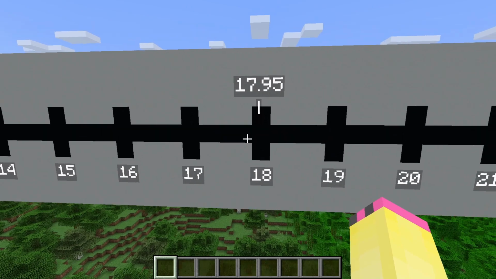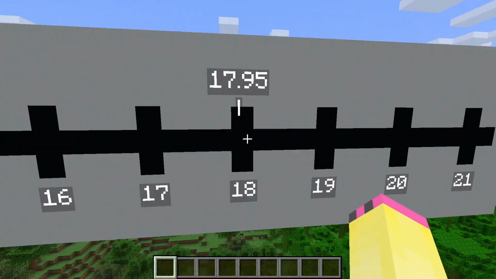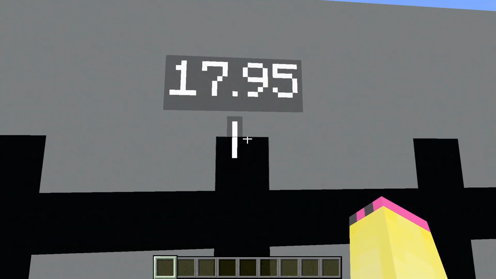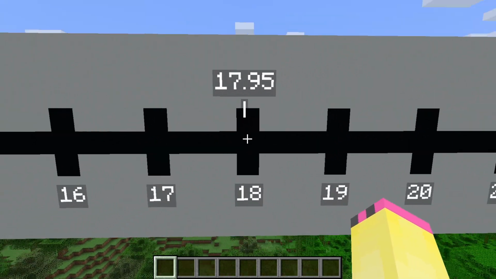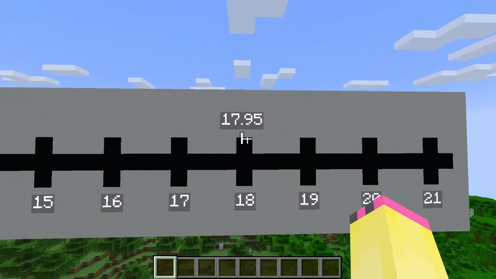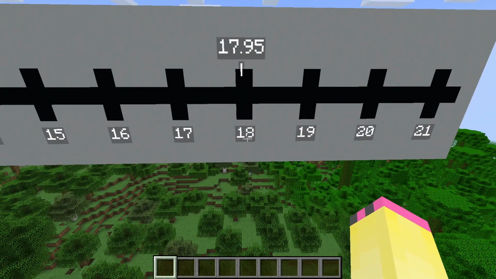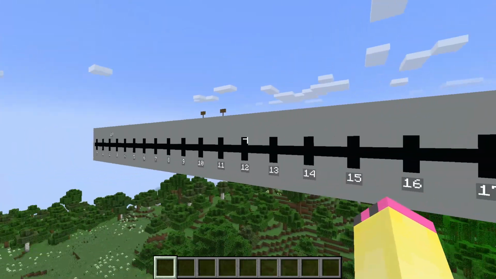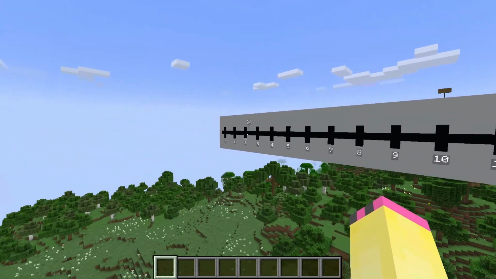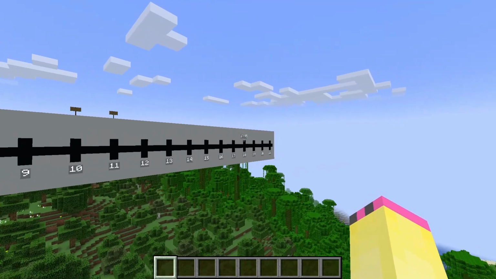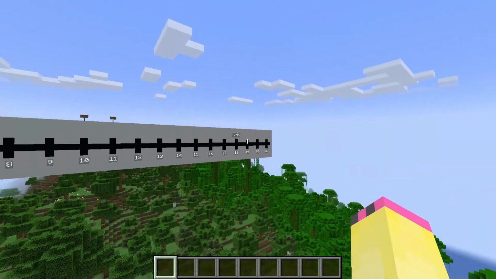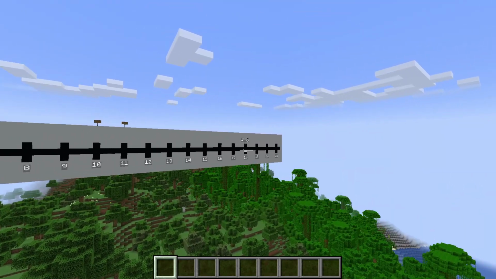You might notice that it looks like it's right on top of 18, but it is just a little bit more to the left. 17.95 is really close to 18. Now you can see, if you didn't already realize before, 2.3 is a lot smaller than 17.95. 17.95 is the larger number.